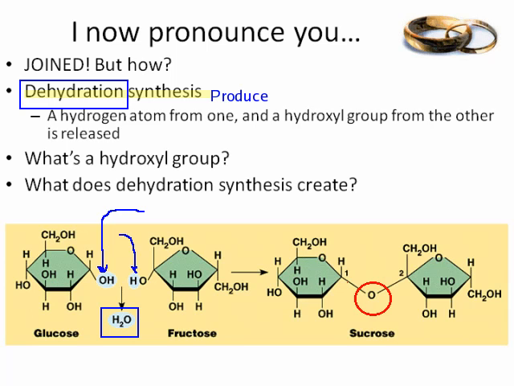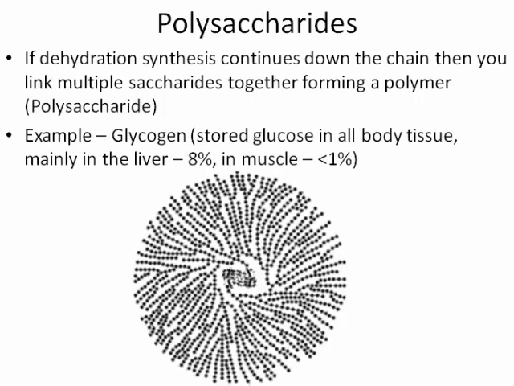thus creating a disaccharide. So by removing a hydroxyl group from one sugar and a hydrogen ion from another sugar, we create water, and what is left behind is that lonely little oxygen by which the bond between the two monosaccharides is formed, creating the disaccharide.